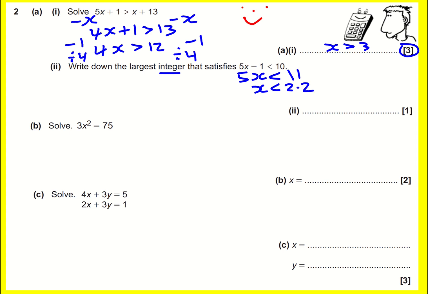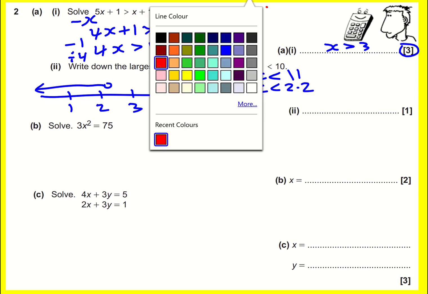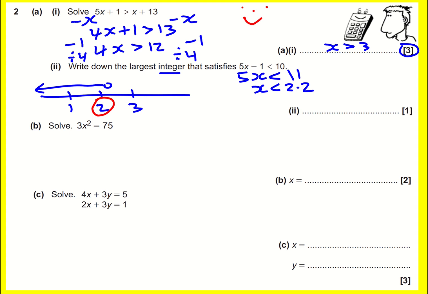So what's the largest integer that satisfies this? x can be any value that's less than 2.2. And you know what? Let's get a little number line going. So I've got 1, I've got 2, I've got 3. Okay, it actually turns out that I've got all the numbers going this way. And the largest integer is the largest whole number, and that's going to be 2.